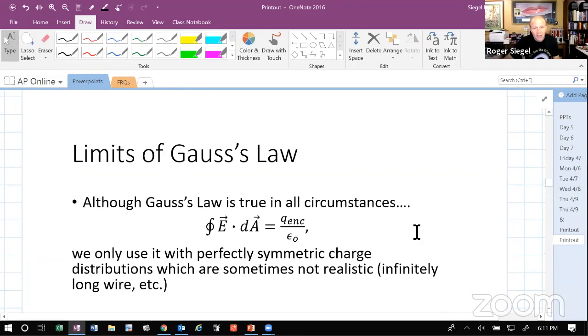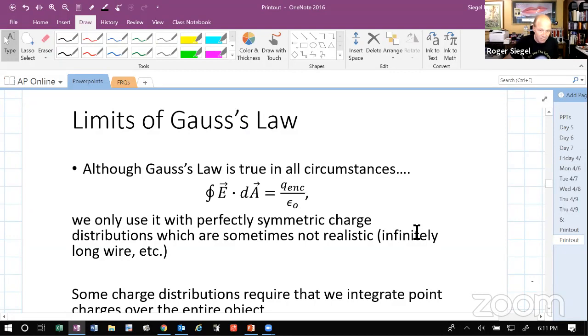Now, we're going to talk about the limits of Gauss's law. Gauss's law is true. There's not a time when it's not true. However, we can really only do this integration easily. It only becomes doable when we have a perfectly symmetric charge distribution. Now, yesterday we talked about there were 3 perfectly symmetric charge distributions.